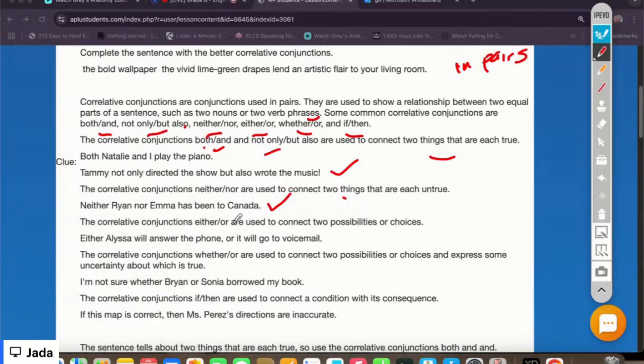So the correlative conjunction either or is used to connect two possibilities or choices. Okay. So whenever you have either or, it is used to connect two possibilities or choices. Okay. So either Eliza will answer the phone or it will go to voicemail. So a possibility or a choice.